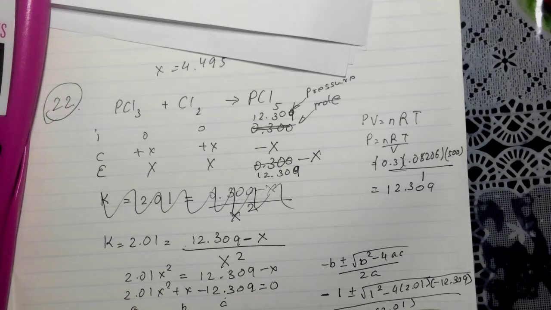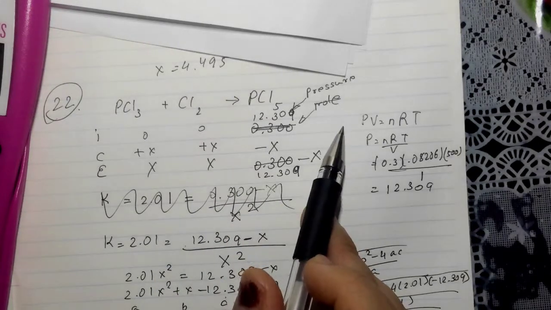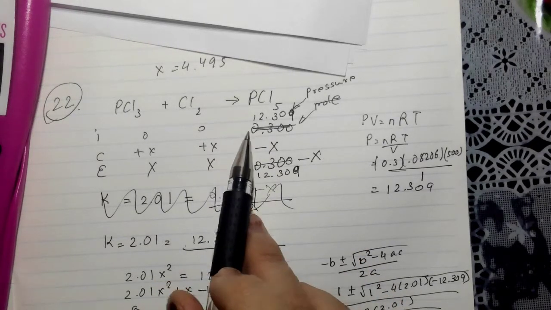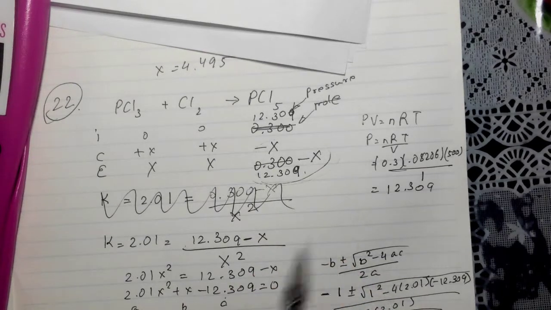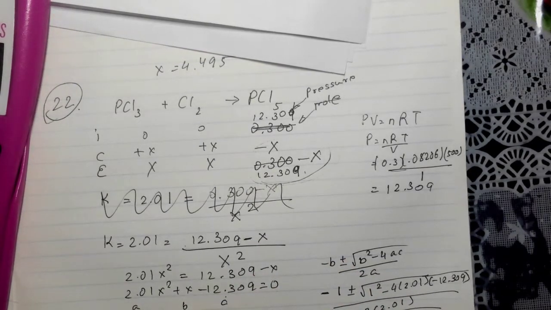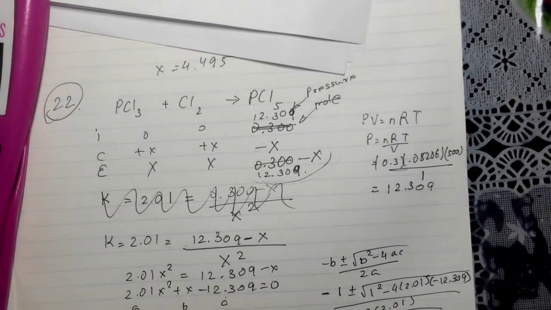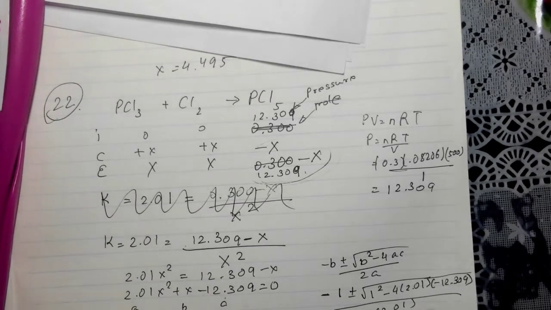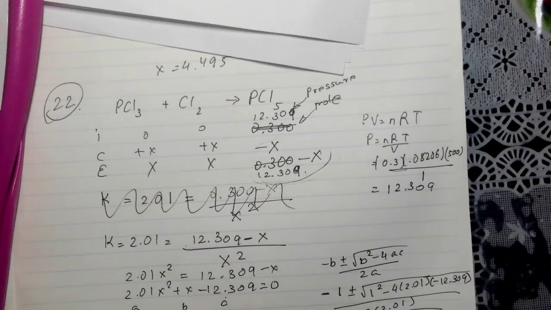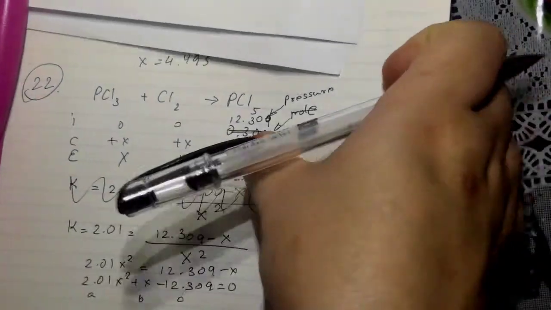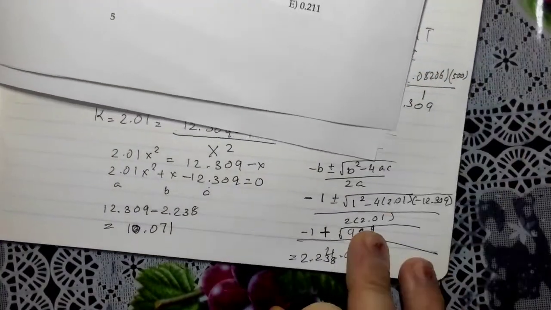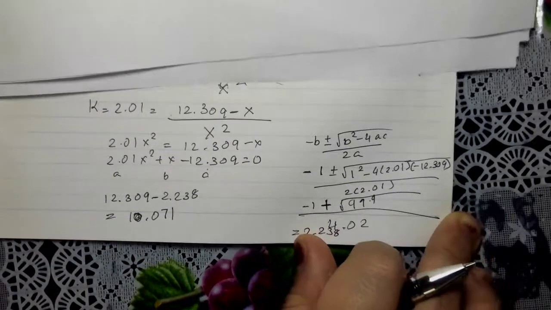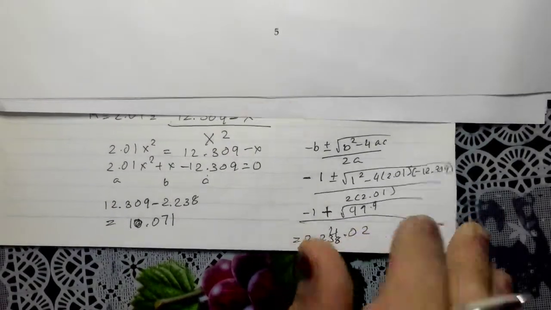What do we do now? Partial pressure of PCl5. Okay, PCl5 is right here, so you're just going to plug it back in. 12.309 minus 2.238 is 10.071. Okay, sorry, the math kind of disappeared down here. That's what it's going to get. So if we were matching, the answer is A.